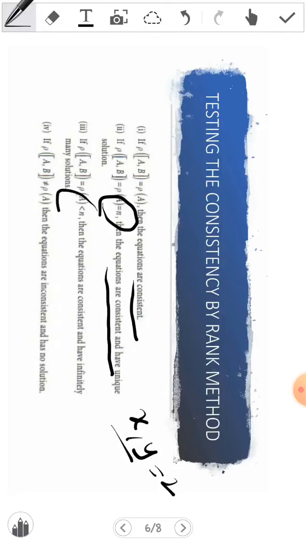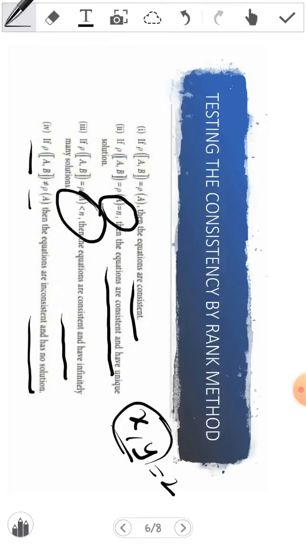Like that, if the rank of AB is equal to rank of A and is less than n, that is, less than the number of unknowns, then the system will have infinitely many solutions. If rank of AB is not equal to rank of A, then the system will have no solution and it is inconsistent.